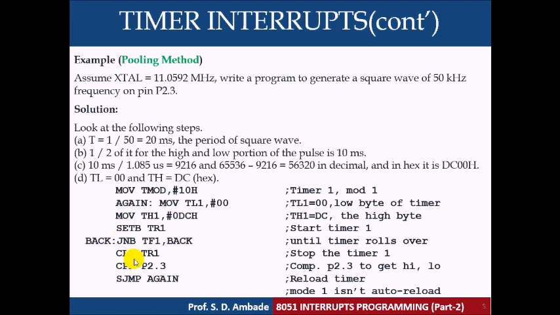Then complement P2.3 to generate a continuous square wave on pin 2.3. SJMP again instruction to reload the timer and continuously generate the square wave on pin 2.3. This is the polling method for timer which we have used in our previous tutorials.